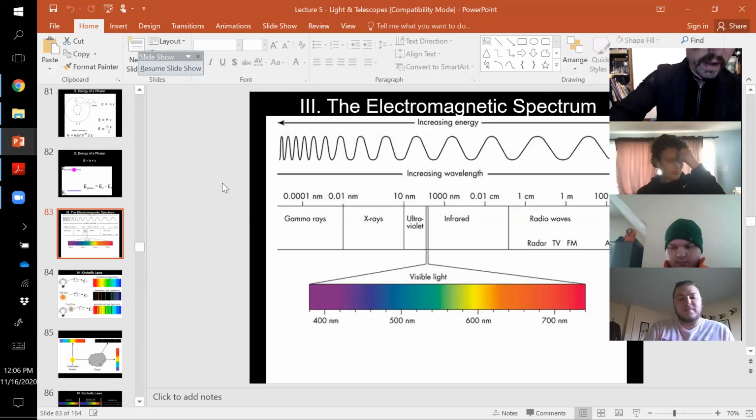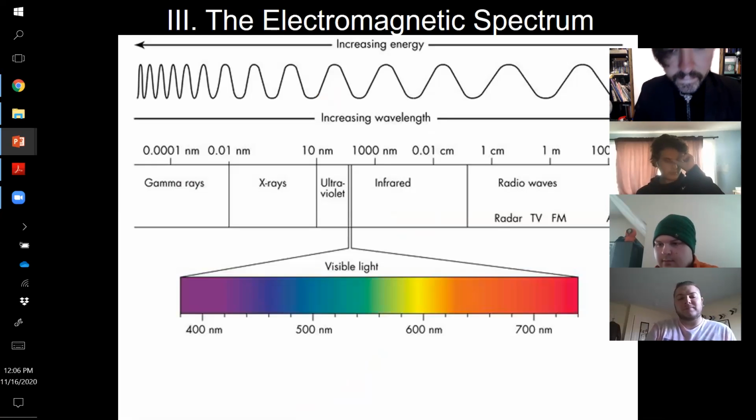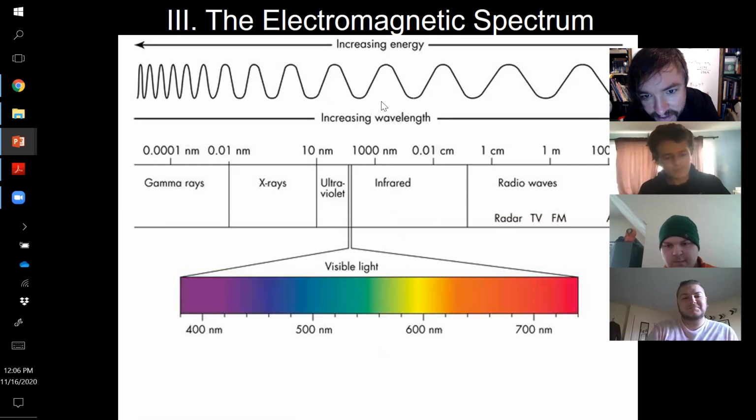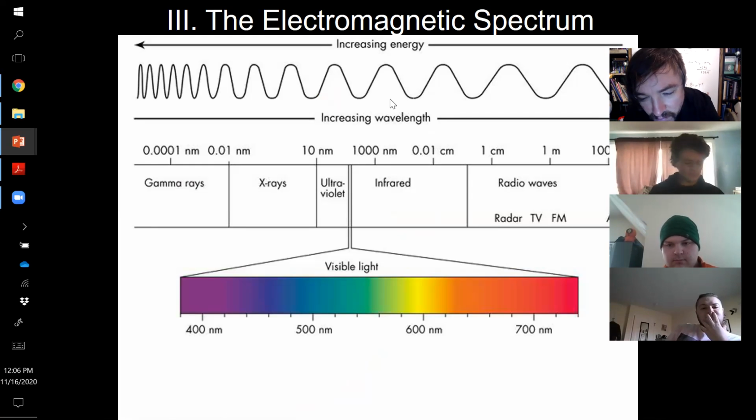Let's see how good you really are. How many microns is that? 10,000 nanometers is how many micrometers? Micro is 10 to the minus 6, nano is 10 to the minus 9.